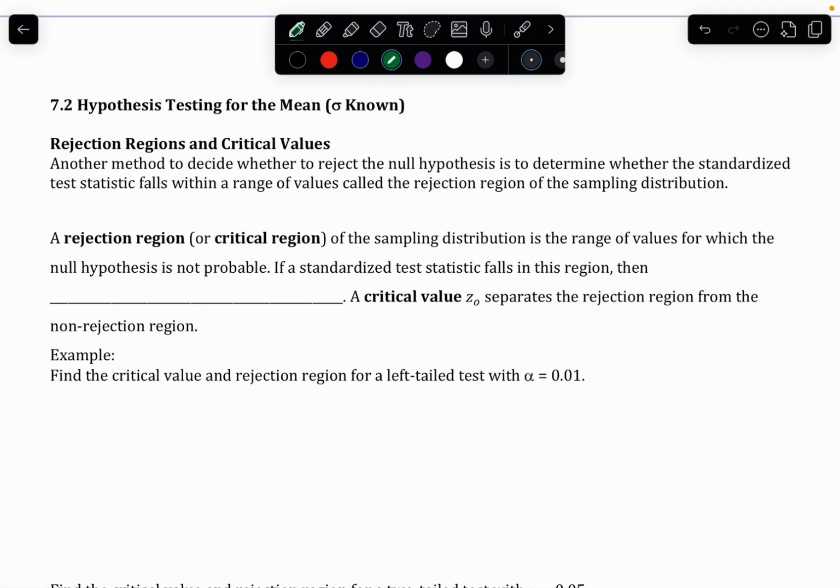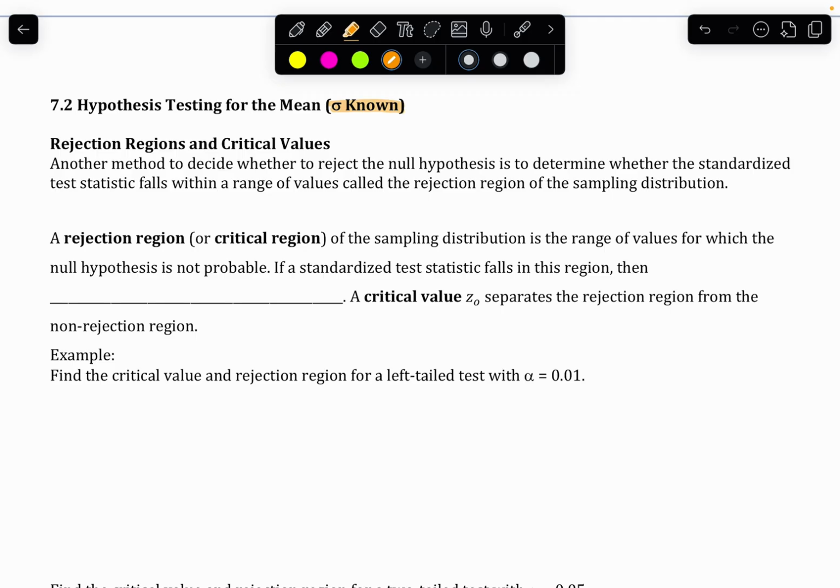7.2, hypothesis testing for the mean when our population standard deviation is known. This is going to be very similar to when we looked at confidence intervals and we separated between if we knew sigma and if we did not know sigma. It's going to again help us determine if we're looking at our normal distribution or our t-distribution table.